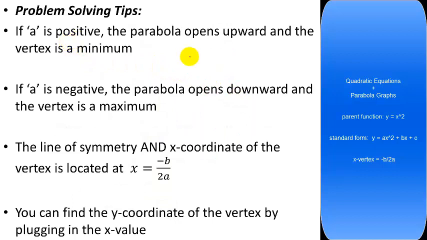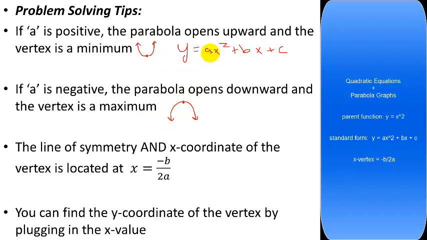The a value, remember the equation was y equals ax squared plus bx plus c. That's the standard form. If a is positive, that's the leading coefficient, the parabola opens upward, so you'll have a parabola opening upward like this, and therefore the vertex will be the minimum or lowest point. If the a value is negative, if the leading coefficient is negative, that means the parabola opens downward. It's upside down, and therefore the vertex must be a maximum.